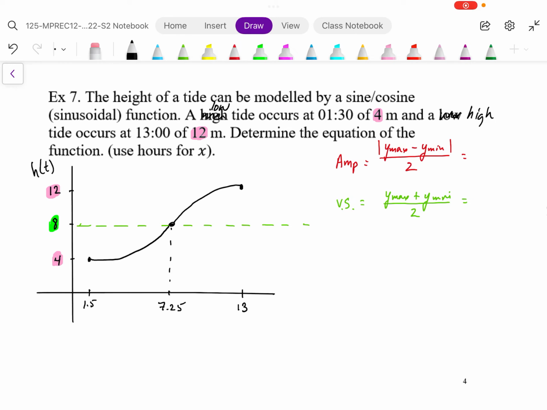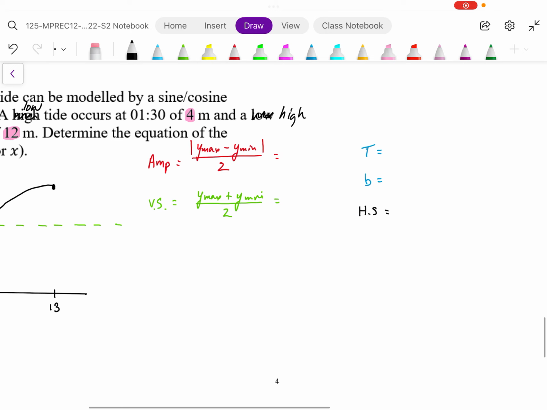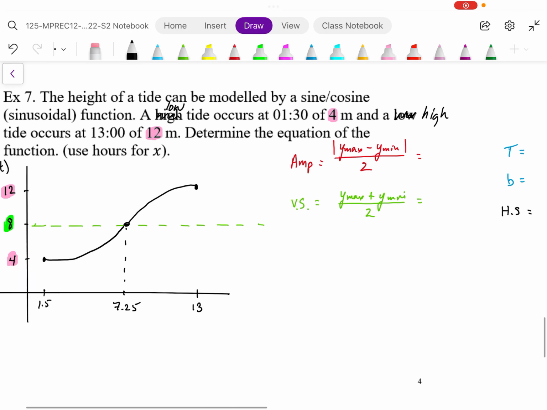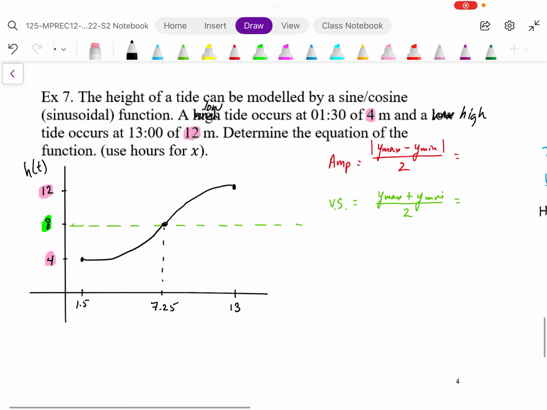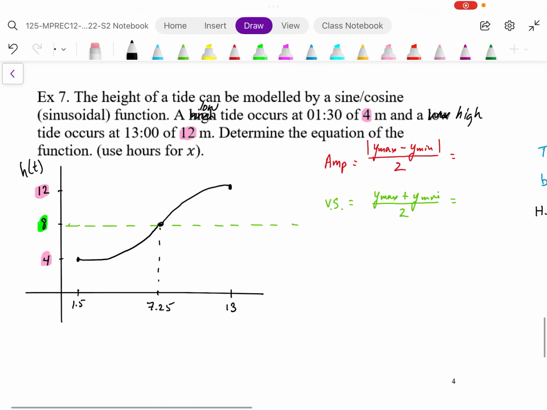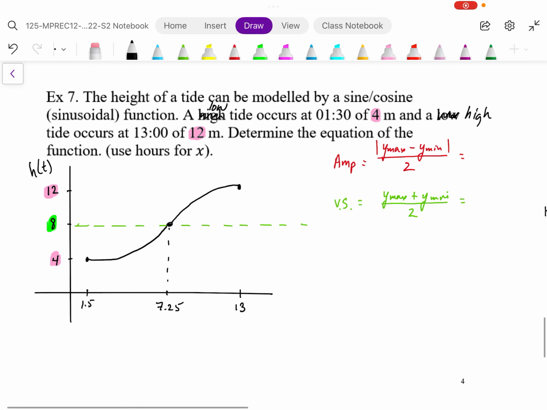We have our low tide to the left and our high tide to the right. And the times are along the x-axis. And we need to determine the equation of the function. So we need amplitude, vertical shift. We need the period to calculate b and the horizontal shift. So we're going to use a cosine function. So we're going to make this horizontal shift fairly easy using the cosine function.